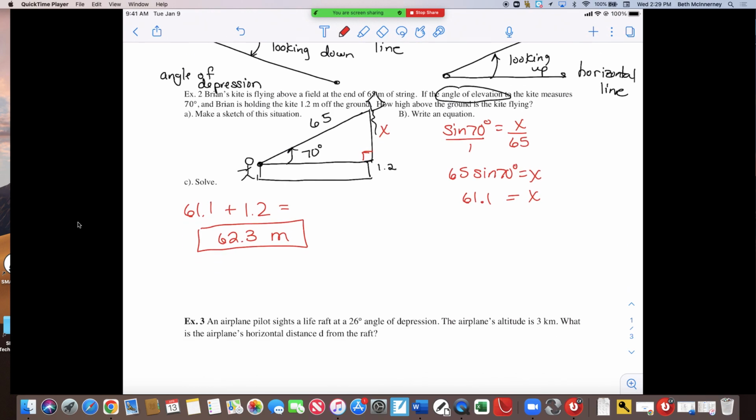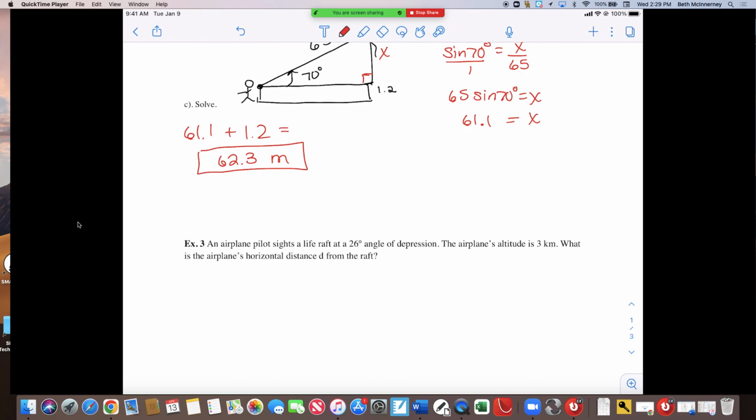All right, questions on this one? All right, it's not too bad. It's really not too bad. All right, let's look at example 3. An airplane pilot sights a life raft at a 26-degree angle of depression.